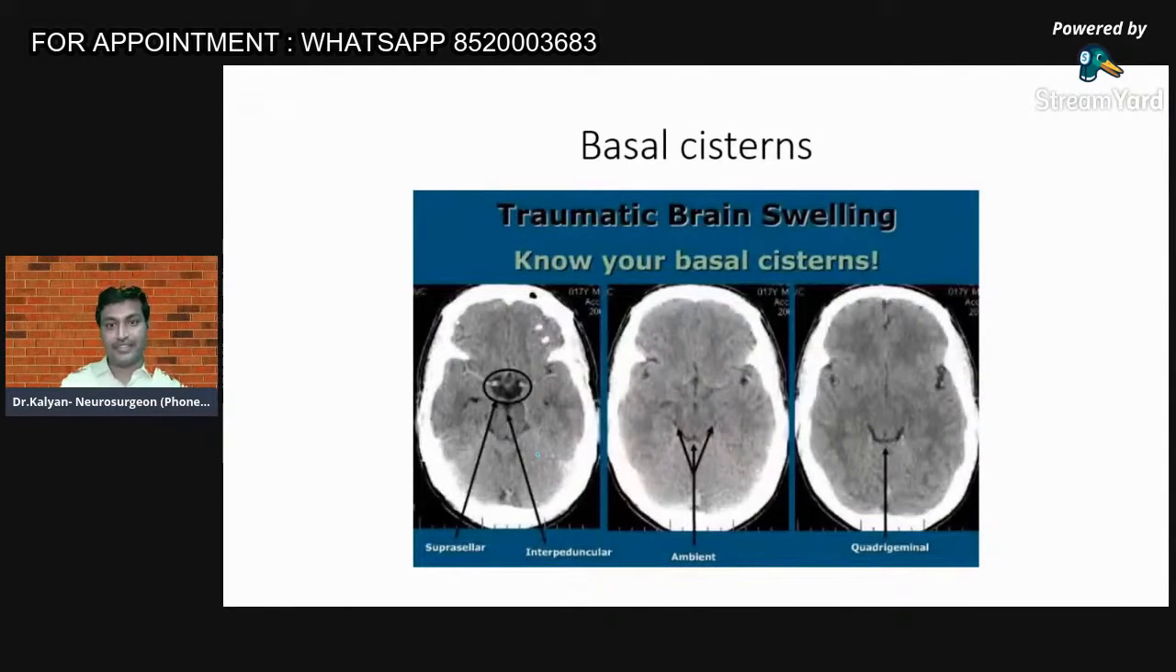So I have told you basal cisterns. Now, can you identify this pentagon? I want you to identify this pentagon. These are the suprasellar cisterns. This one is the quadrigeminal cistern. This is like a smiley. Can you identify? If I draw a smiley, this is the face. So suppose these are the eyes.